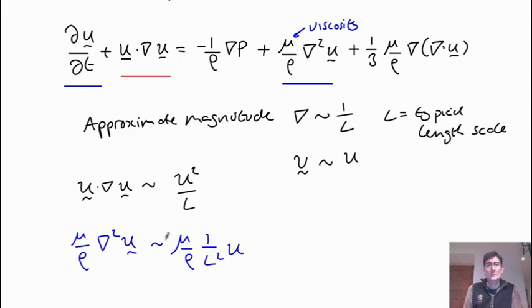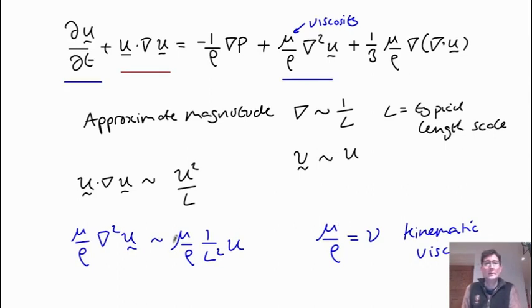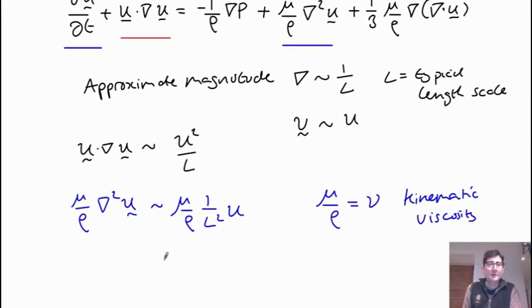Now it's quite convenient to write mu over rho as a kinematic viscosity. So mu over rho we just define as nu, and this is the kinematic viscosity, whereas mu is the dynamic viscosity. So then this becomes nu u over L squared.